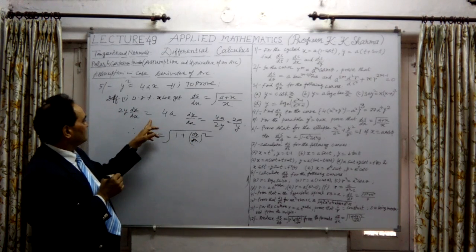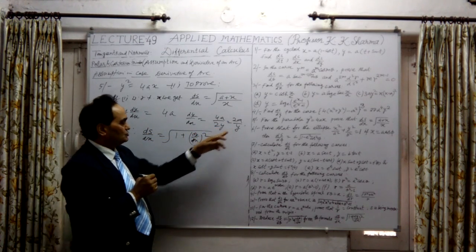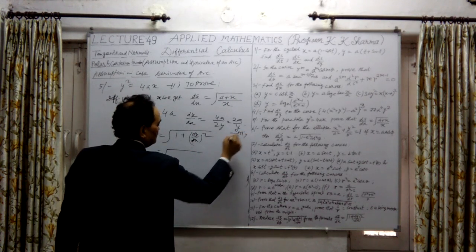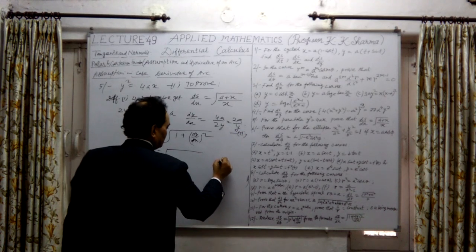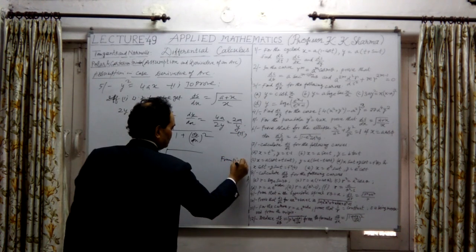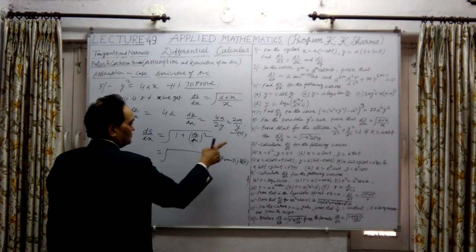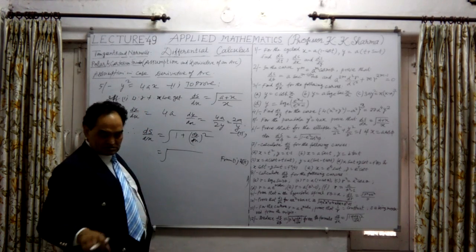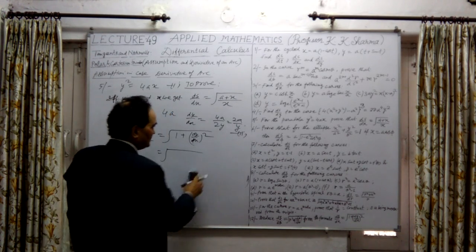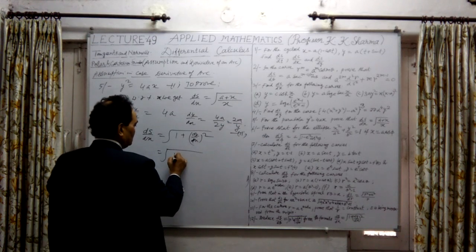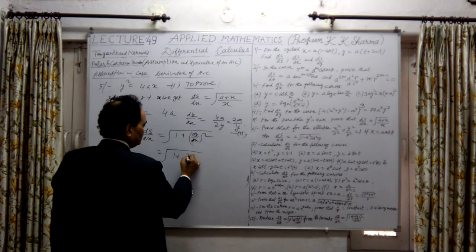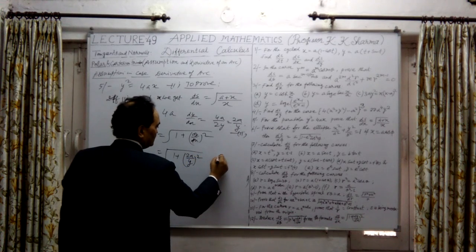Now dy upon dx is 2a upon y, so substituting this value. Let me write here: substituting the value from the second equation. So this is 1 plus (dy upon dx) whole square, where dy upon dx is 2a upon y, from the second.